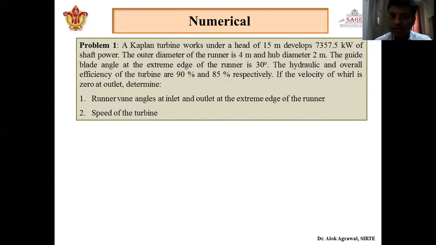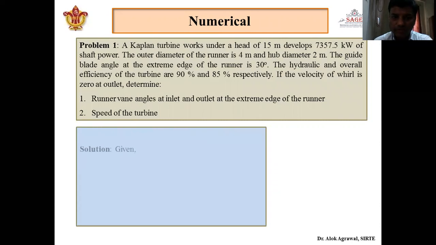The hydraulic and overall efficiency is 90% and 85%. If the velocity of whirl at outlet is 0, meaning Vw2 is 0, then beta is equal to 90 degrees. Determine the runner vane angle. Runner vane angle means theta and phi are asked, and the speed of turbine.